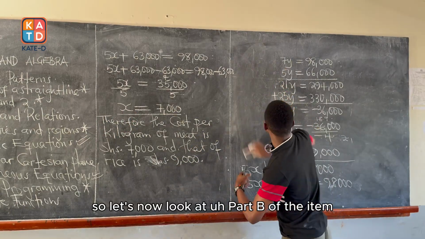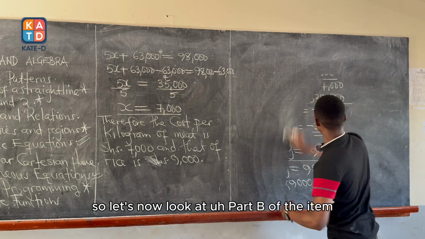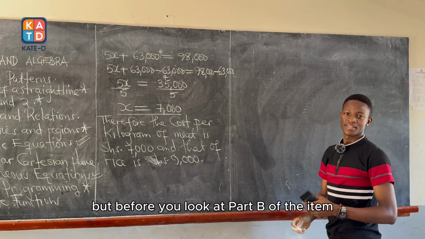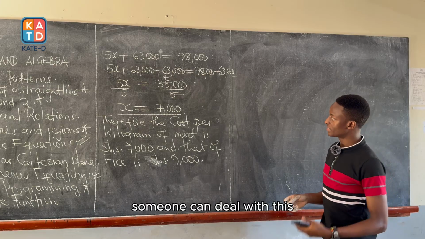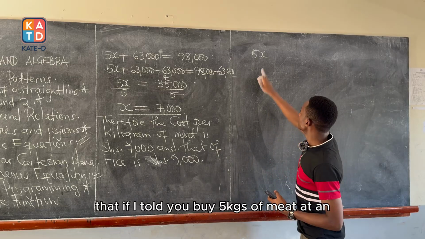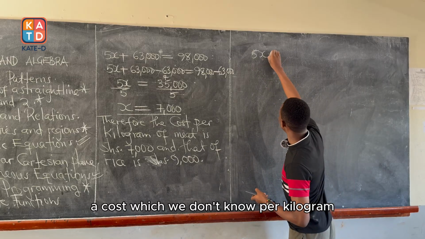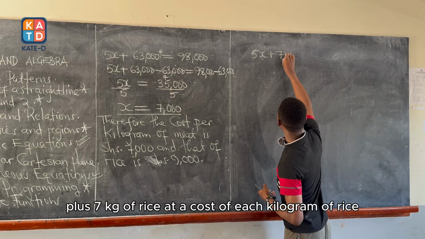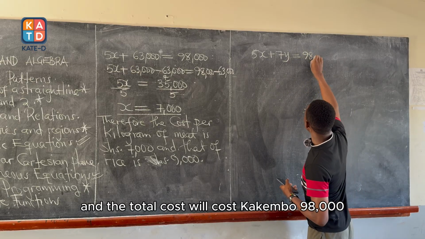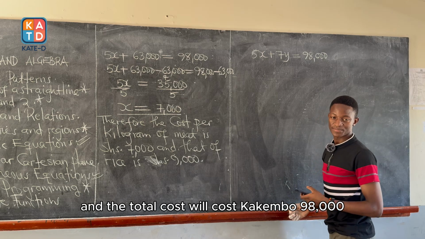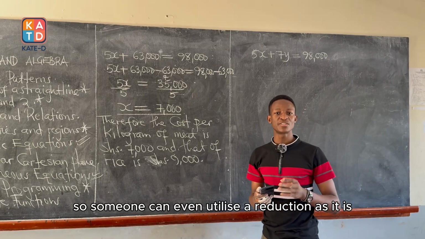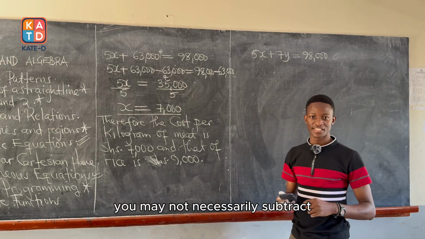So let's now look at part B of the item. But before we look at part B of the item, there are some different ways someone can deal with this. If you buy 5 kgs of meat at a cost which we don't know per kilogram, plus 7 kilograms of rice at a cost per kilogram which we don't know, and the total cost will be 98,000 for Kakembo. So you realize that if they talk of a reduction in each kilogram, someone can even utilize the reduction as it is. You may not necessarily subtract.